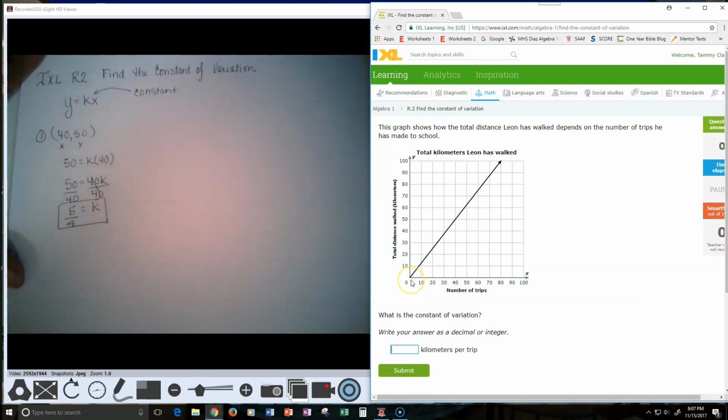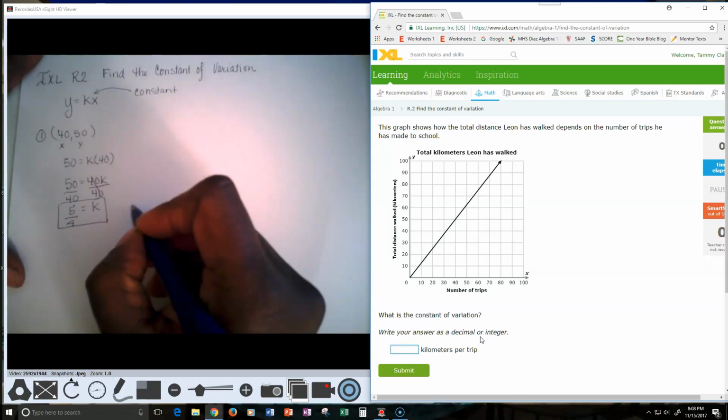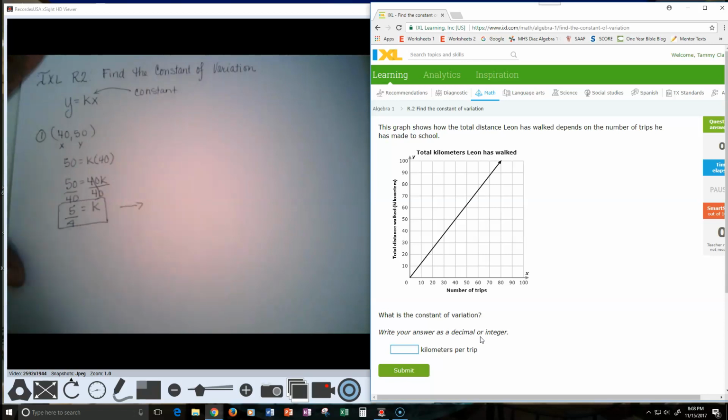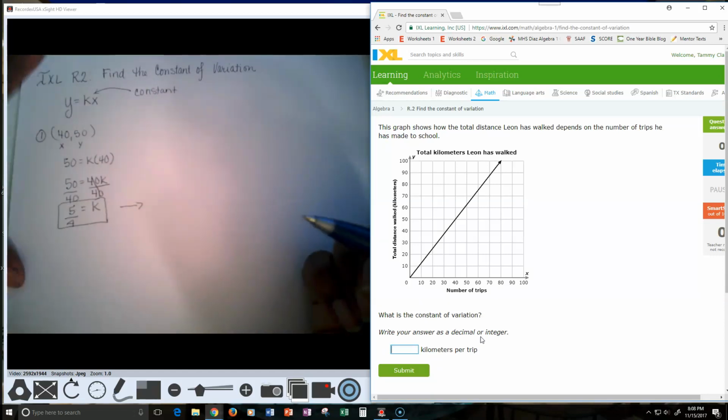And if you count on the graph, we go up 1, 2, 3, 4, 5, and go over 1, 2, 3, 4. So that actually works with our math. Yeah. It says write your answer as a decimal or an integer. Well, we can't write it as an integer, because remember an integer is just one single positive or negative number.